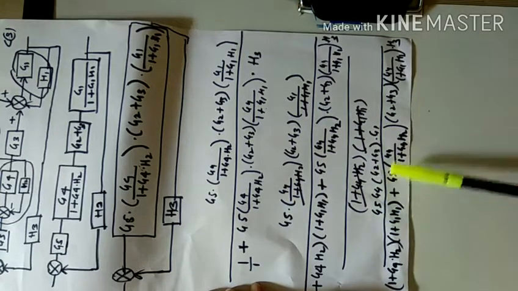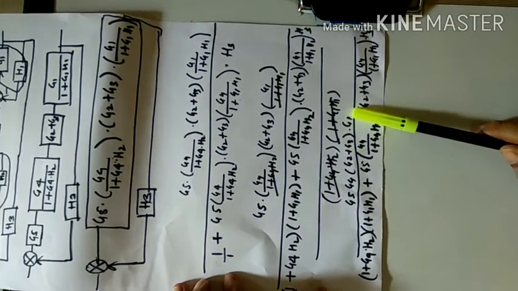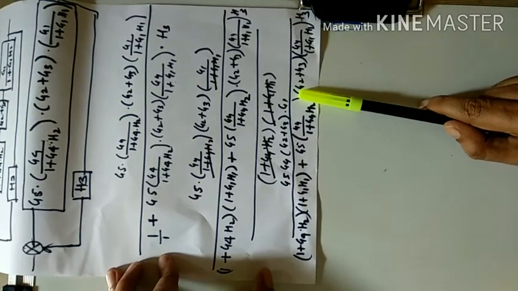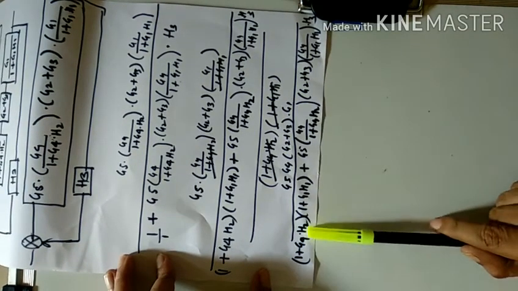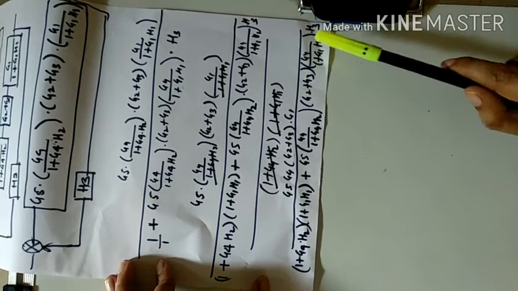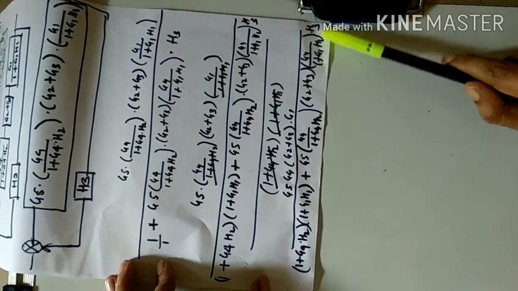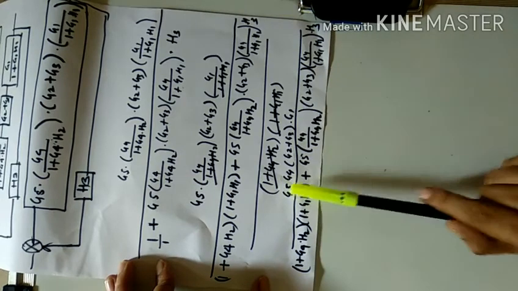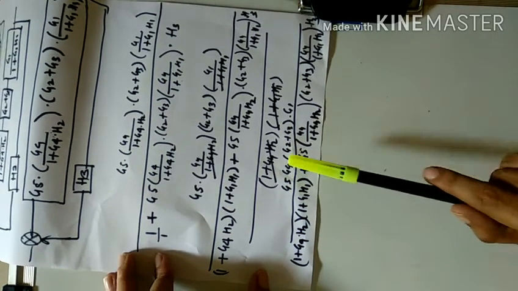The numerator is G5 G4 G2 plus G3 G1. Okay, and the denominator will be 1 plus G4 H2 times 1 plus G1 H1 plus G5 G4 times 1 plus G4 H2 times G2 plus G3 G4 upon 1 plus G1 H1 H3. So this is the final answer, the final transfer function. Okay.